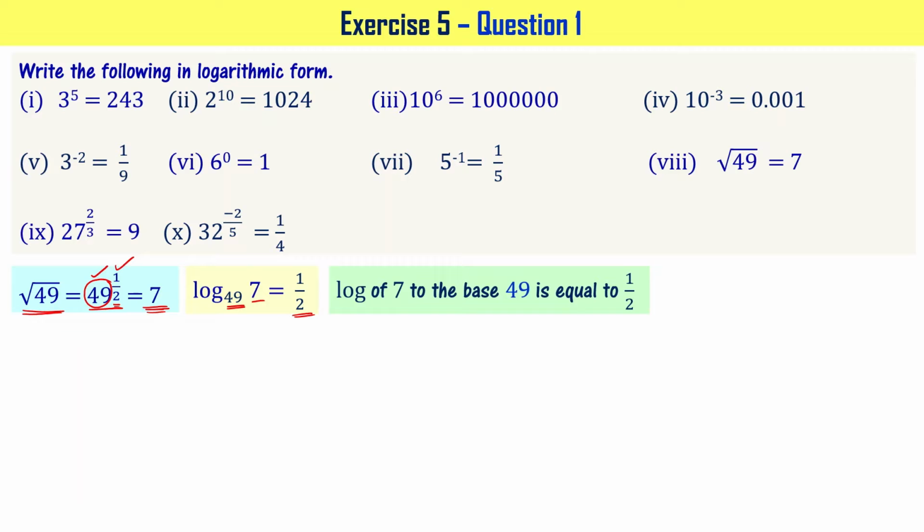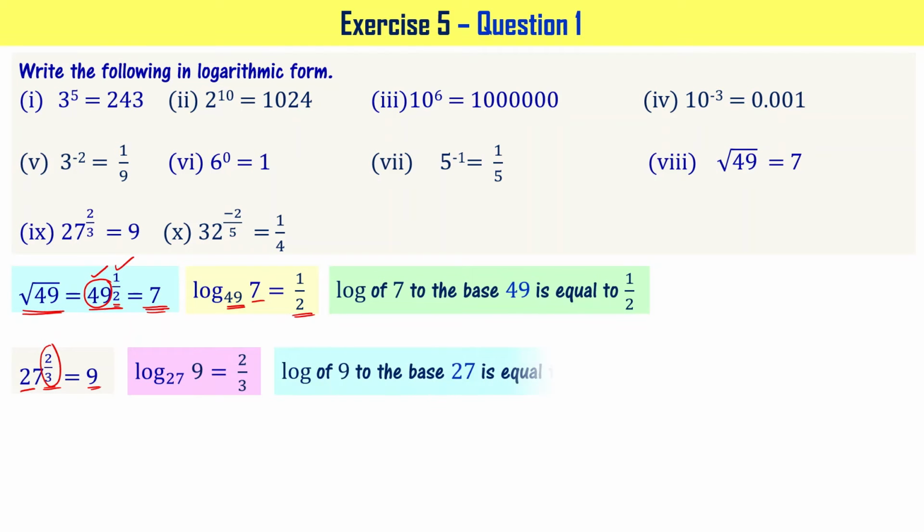Let's look at the next part of the problem, that is 27 to the power 2 by 3 equal to 9, right? The base is 27 here and the power is 2 by 3, that is equal to 9, right? Now in the logarithmic form, it is going to be log of 9 to the base 27 equal to 2 by 3, right?